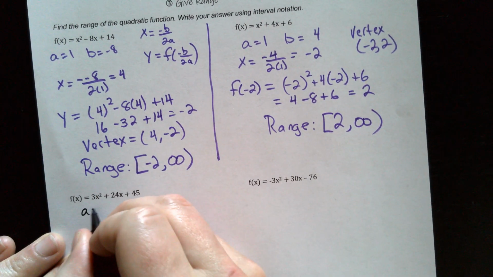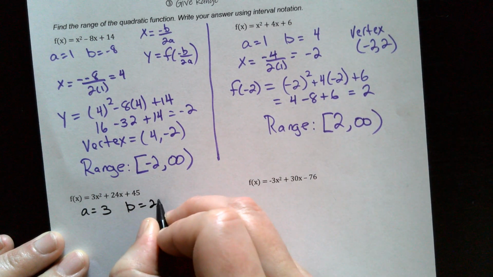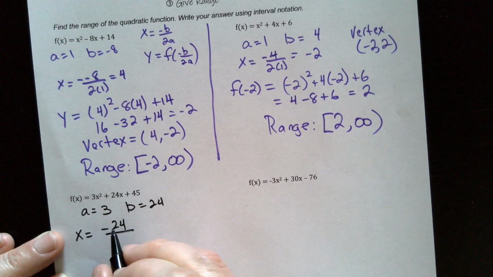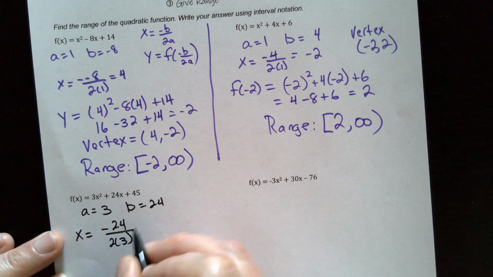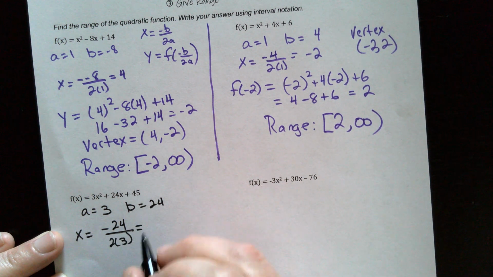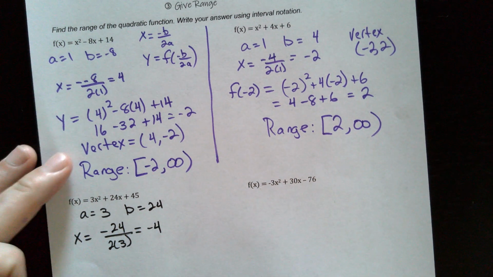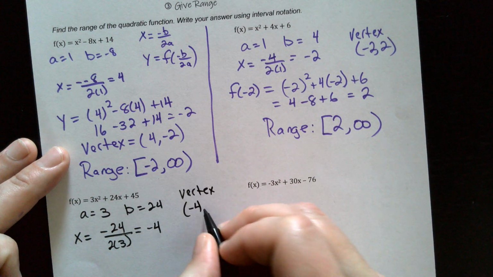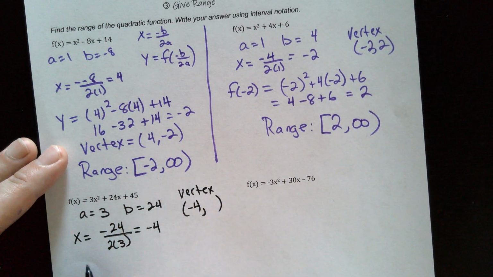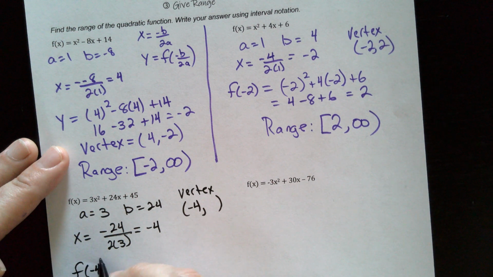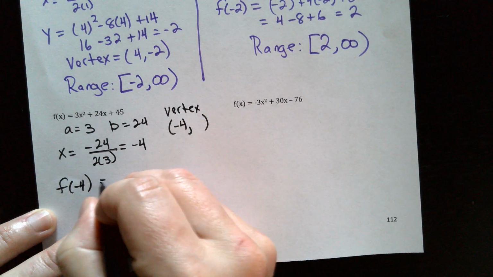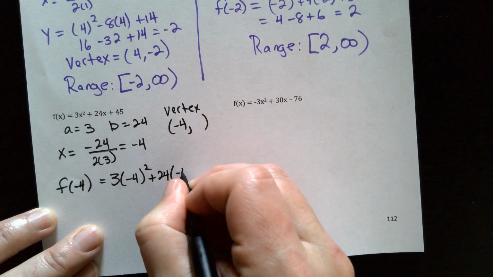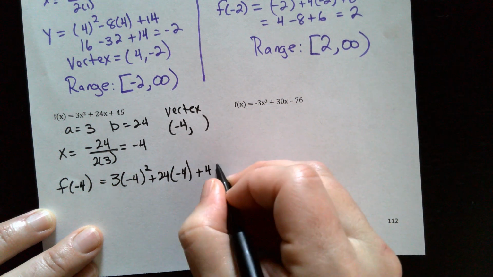So our a is 3, our b is 24. x is equal to negative b, so negative 24, over 2 times a, 2 times 3. That's negative 24 divided by 6, which is negative 4. Now that's the first part of our vertex that I can write down, negative 4. Now I need to find the other part by plugging this in. So f of negative 4 is equal to 3 times negative 4 squared plus 24 times negative 4 plus 45.